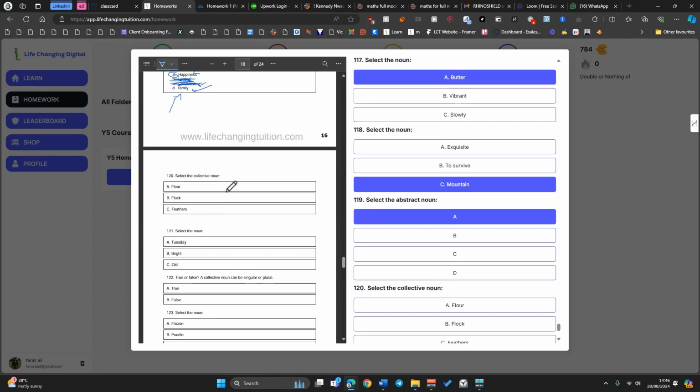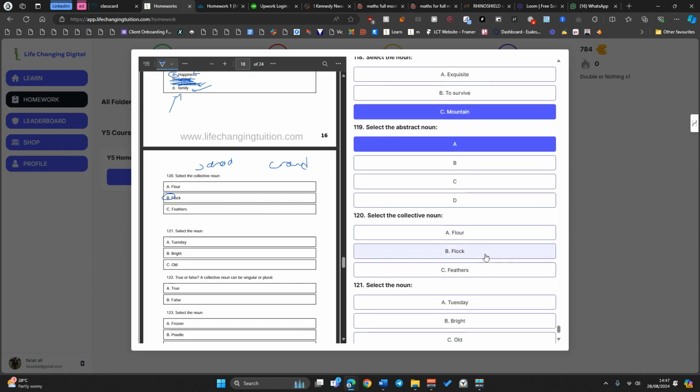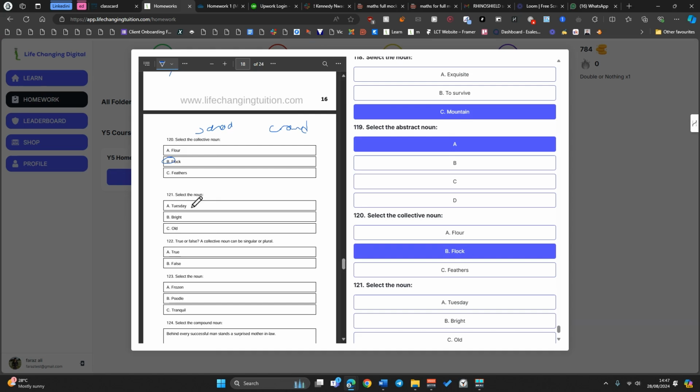Okay, select a collective noun. So this will be any sort of noun that is basically a group of things. So if you think about a school of fish, right, that's a collective noun, school. Or a crowd of people. Crowd is a collective noun because it's basically a noun that is a group of things. So here a flock would be the answer because it's for example a flock of birds. Okay, question 121. Select the noun here.